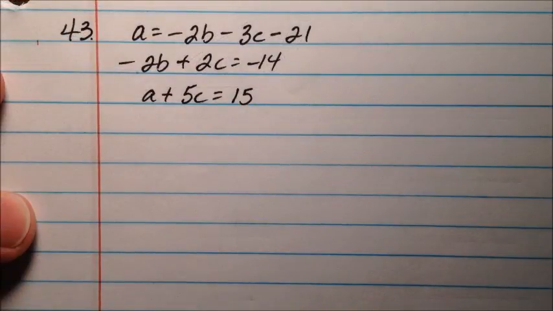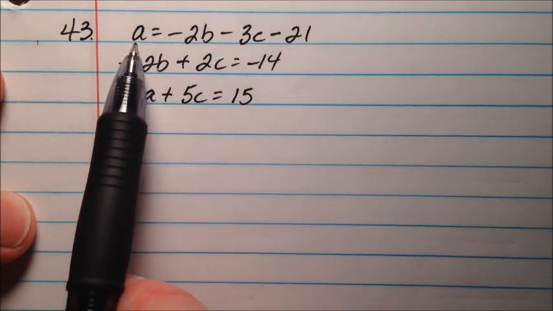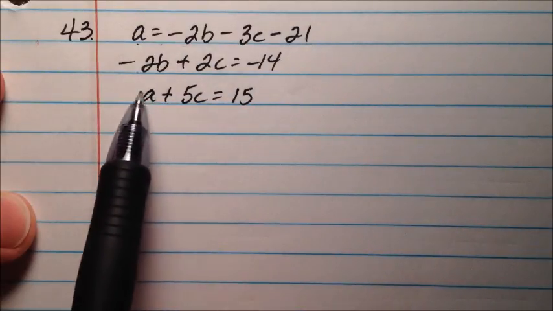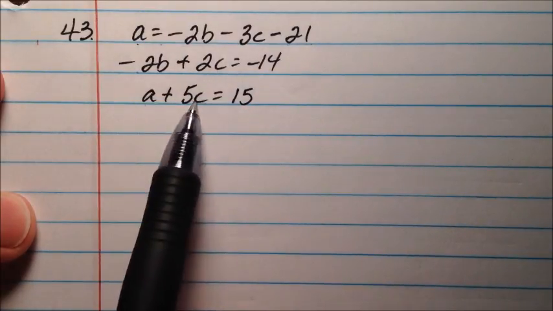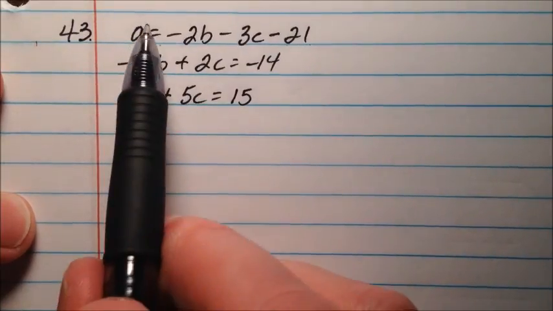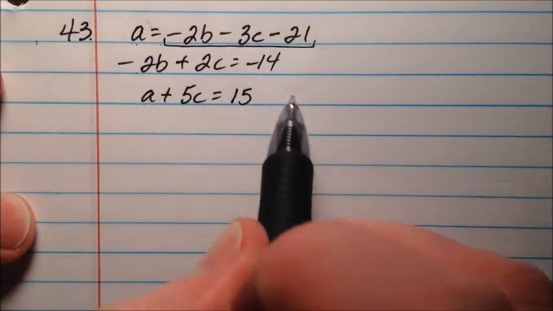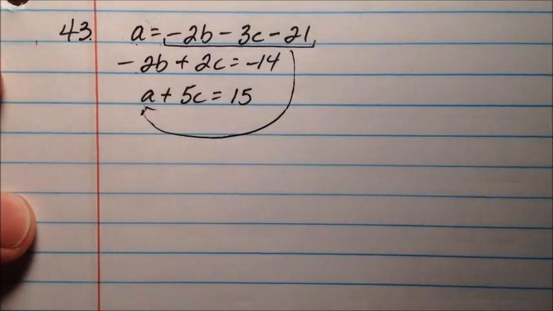In number 43, I'm given a system that has a, b, and c. The first equation has a equals this stuff with b, c, and a constant, and then my next equations have b and c, and then a and c. So since in the first equation I've solved for a, I'm going to take this expression, which is a, and substitute it in for a in that equation right there.